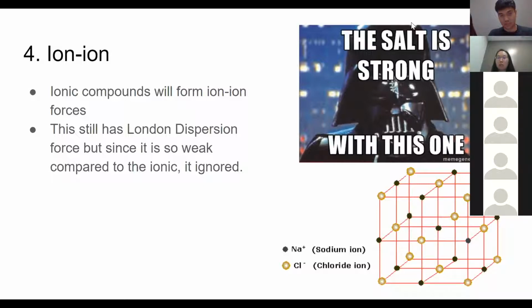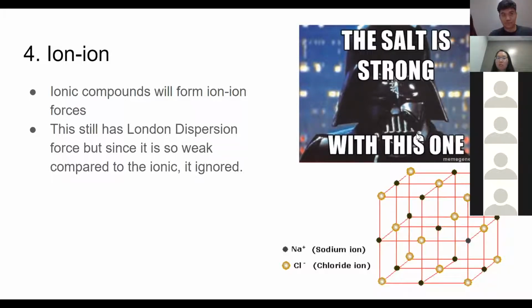There is a London dispersion force between them, but since it's very, very weak compared to ionic, it is completely ignored. There could be a London dispersion force, but it's very instantaneous. That's the only other force it has.